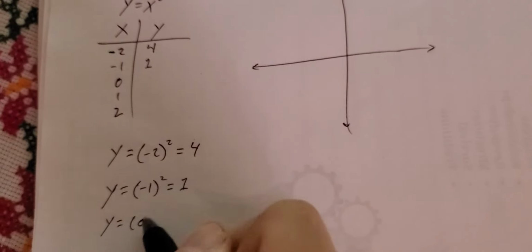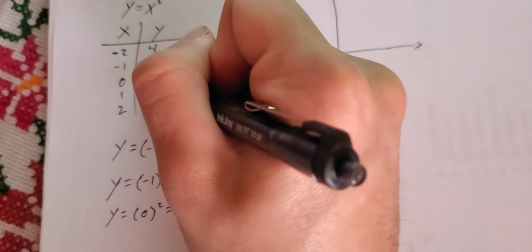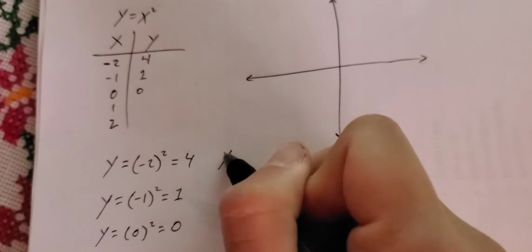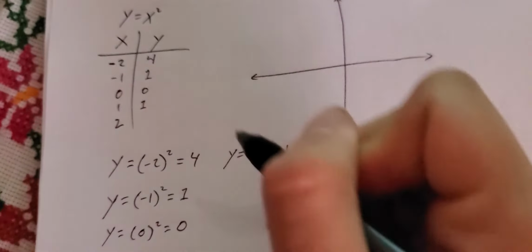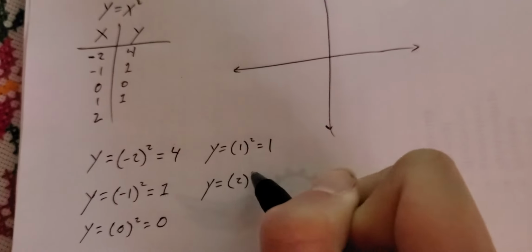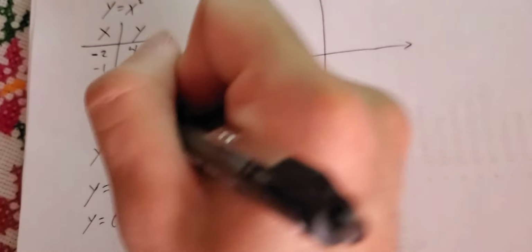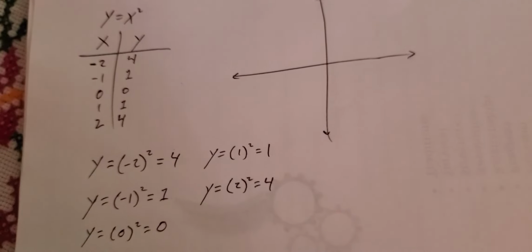Let's see, at 0 I get y equals 0 squared. 0 times 0, that's 0. So at 0 I get 0. And let's see, at +1, so y equals +1 squared. This is 1 times 1, 1. Get 1 again. And finally, if x is +2, 2 squared, 2 times 2, that is 4. So at 2 I get 4. Alright, so now let's plot these points.